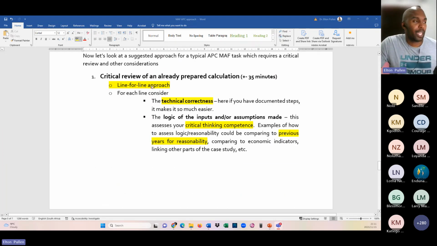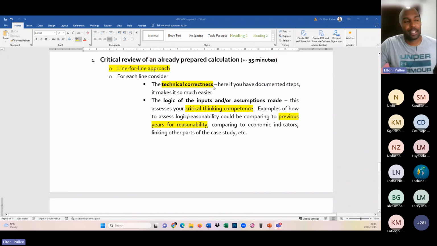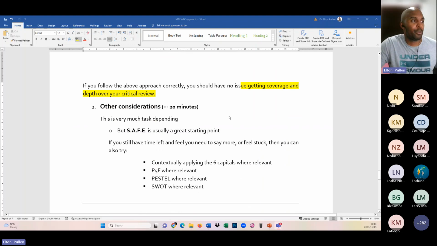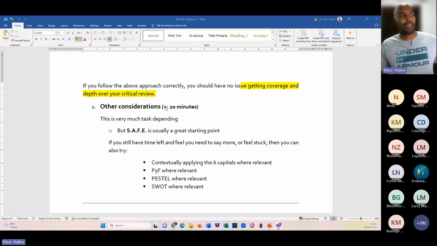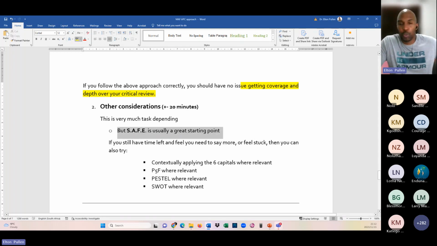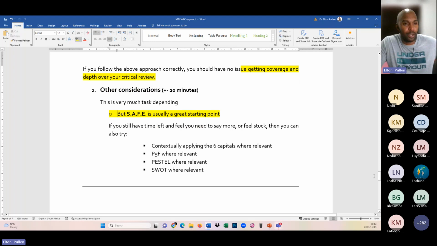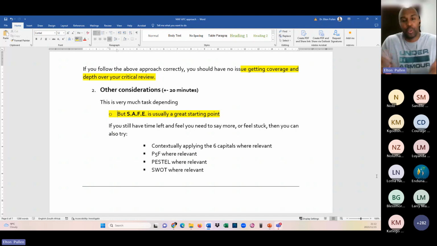Okay, so that is the line for line approach on critically reviewing a calc. And then the other consideration, I think we've spent a lot of time on this already, but it depends on the task. My advice is, when you are stuck and you don't know what to say in terms of other considerations, firstly, give yourself at least enough time to do this, because if you only have 5 minutes, you're going to struggle to get coverage. The second thing is, if you are stuck, SAFE is always a great starting point, and that's why it's good to practice how to contextually apply the SAFE model, because it is a great model. If you can milk it to the nth degree, somewhere in there you will come up with relevant things to say if you're applying it contextually.